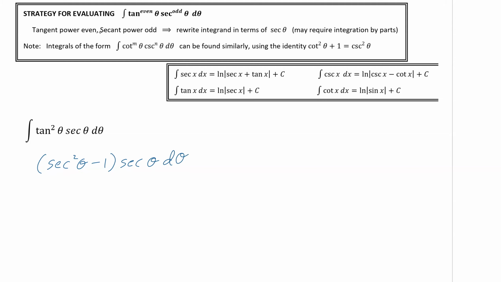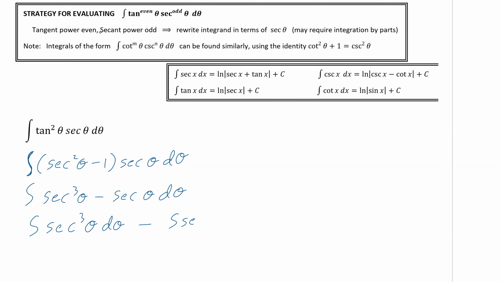And you don't have to remember all of these things as if you see this, do this, if you see this, do this. Just remember all the different techniques and throw something at it. Something's going to stick eventually. And then now, if we distribute that, you can see that we get our individual secants, and that's what we're going to be using. So we have secant cubed theta d theta minus the integral of secant theta d theta.